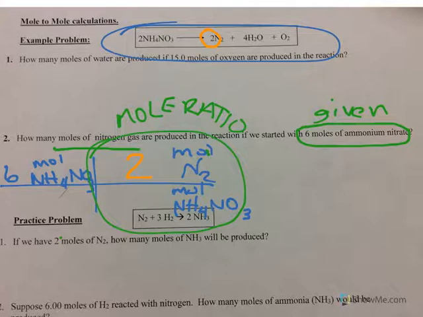Next to NH4NO3, ammonium nitrate, I have a 2. That's my coefficient there, so I'm going to put a 2 in here. So I'm going to take 6 times 2, which is 12, divided by 2, which is 6. So this is going to be 6 moles of N2. That's my final answer. Not too bad, right? Mole ratio, pretty simple.